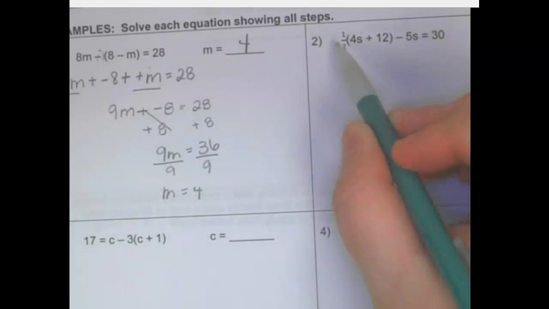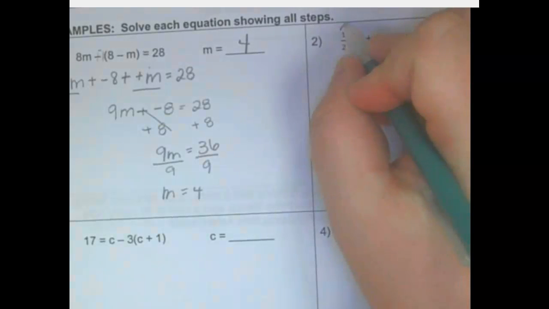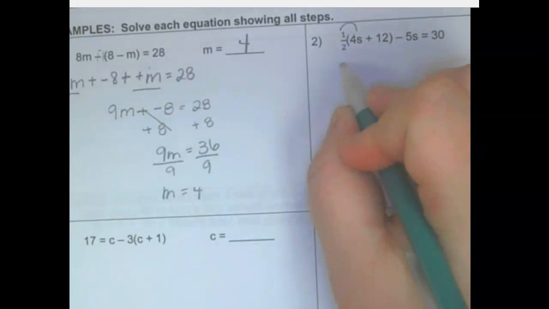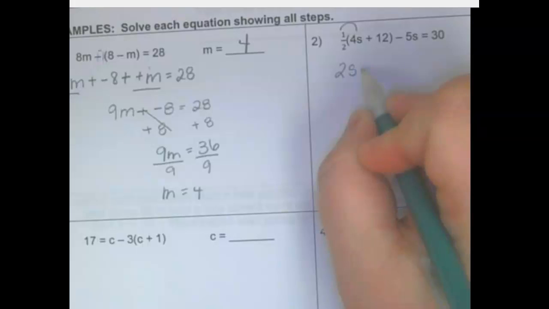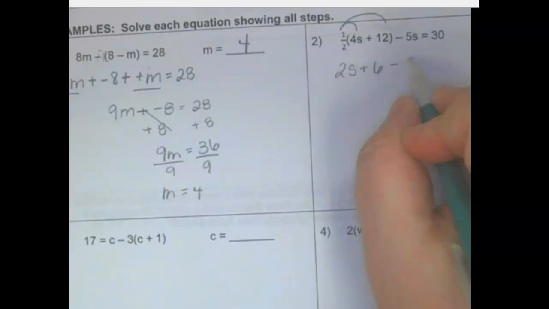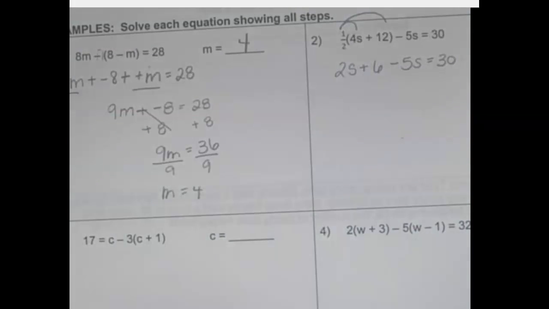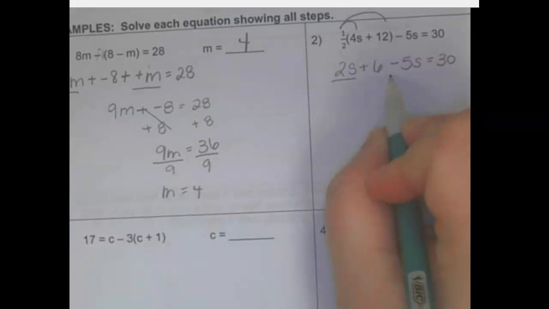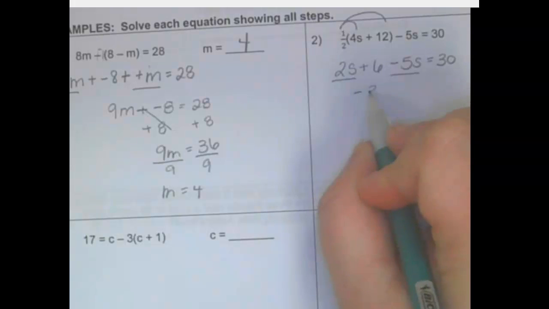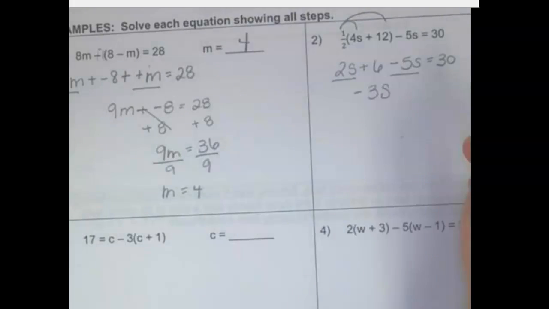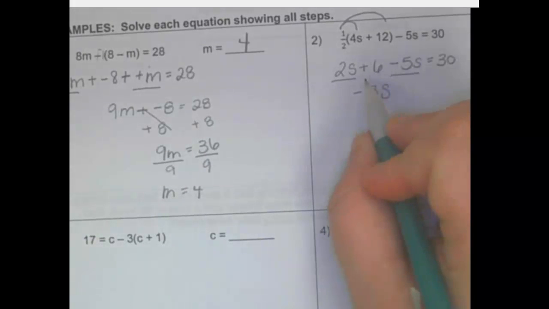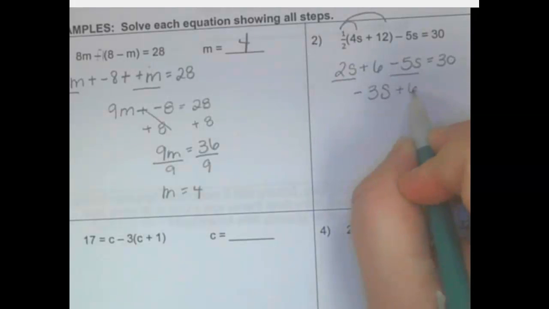All right, number 2. I'm going to distribute, but you can see there's no negative in front of it, so it's just going to be a normal distribute. What's half of 4s? 2s plus half of 12, 6. Bring down my minus 5s. 2s minus 5s is negative 3s. Make sure you write your s's where they don't look like 5s to you. Bring down my plus 6.